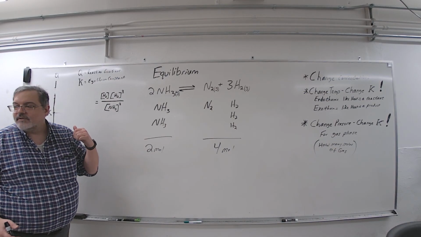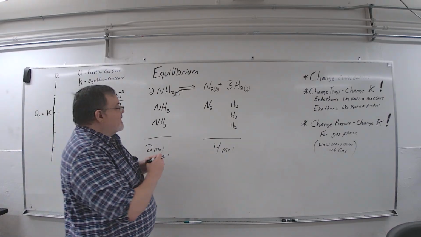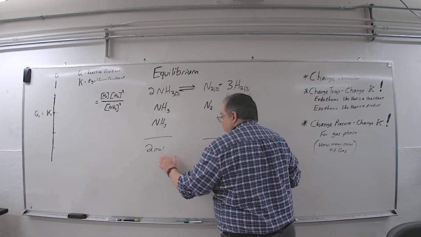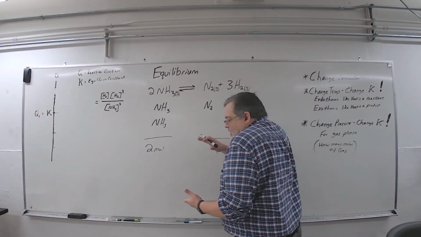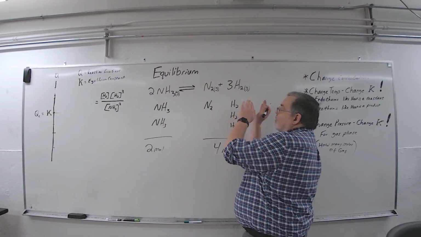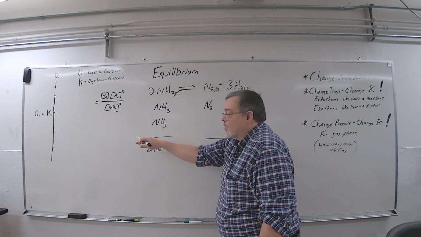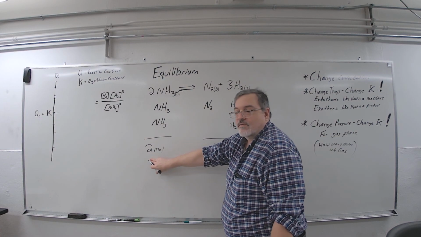Which way is it going to want to shift? It's going to want to compress. So what will happen is, there's 4 moles over here, there's only 2 here. You can get that gas to compress in a smaller space, less gas molecules, if it'll flow that way. So if you increase the pressure, it'll flow that way, towards the side with lower numbers of moles.